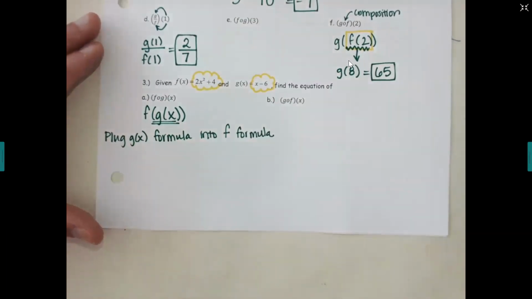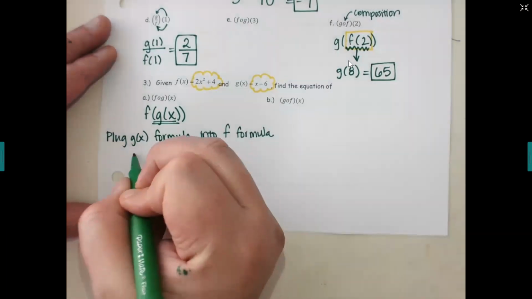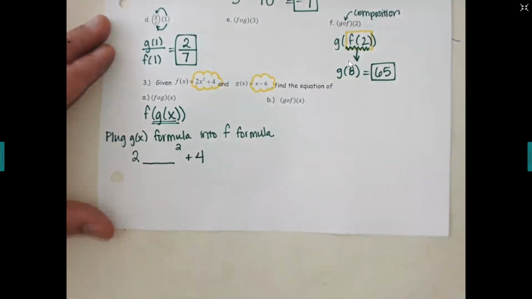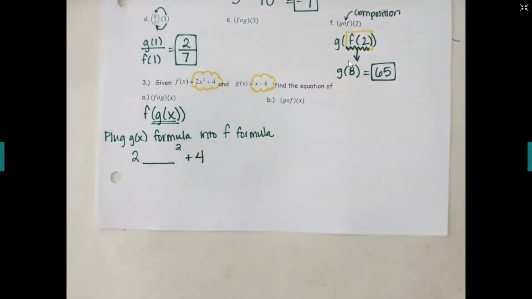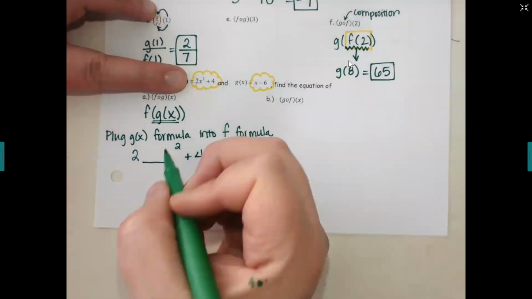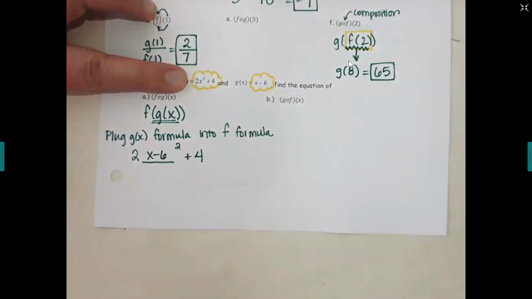So what was my F formula? Just read it to me. What's my F formula? 2x squared plus 4, then I'm gonna do 2 blank squared plus 4. And then inside the blank, I'm gonna put G into that spot. So I'm taking the G formula and I'm subbing it into F's formula. So if it was 2x squared plus 4, it's 2 blank squared plus 4. And then I'm gonna put an x minus 6 here.